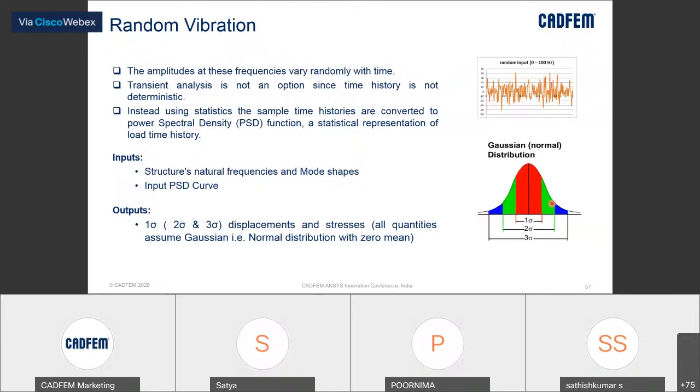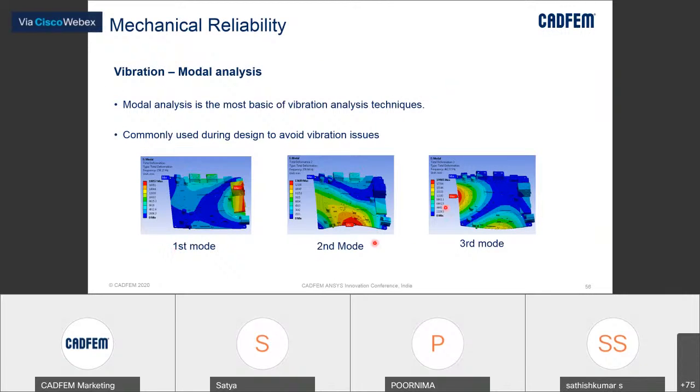You can see the inputs are natural frequencies and natural modes, and the input there is the PSD curve, and we see at different modes what the stress levels are. That's what we call the first mode, second mode, and third mode. These are nothing but the eigen modes or the natural vibration frequencies. Basically, these are some kind of acoustic waves, or random natural waves. We are going to see the mechanical reliability.